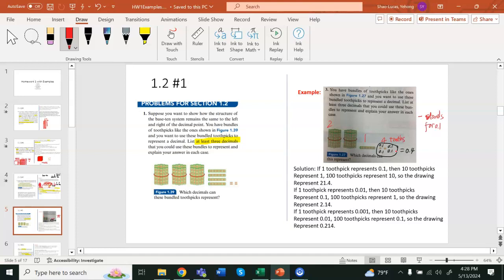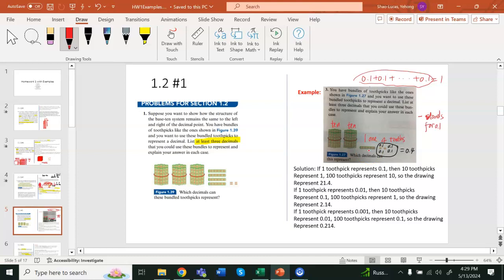But if you have 10 of these, we know 10 of 0.1 is going to make a 1, not 0.10. Because by the place value, every 10 of them is moved up to the next place. So this bundle represents 1. And when you have 10 of the ones, it becomes a 10. So this is a 10 and this is a 10, together we have 2 tens.